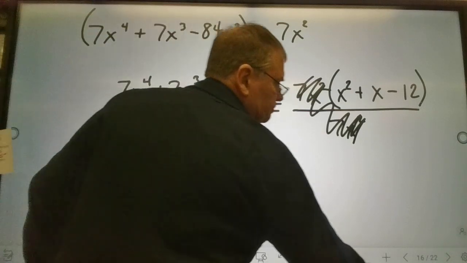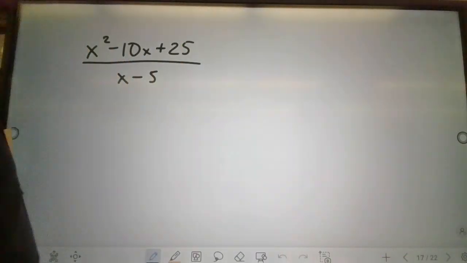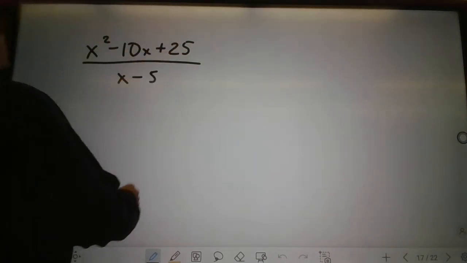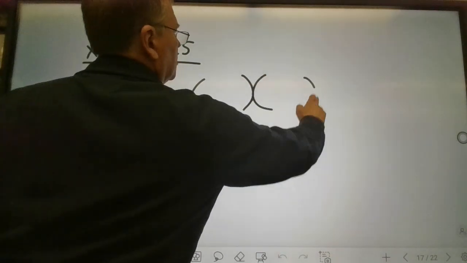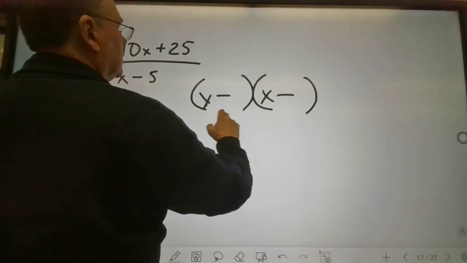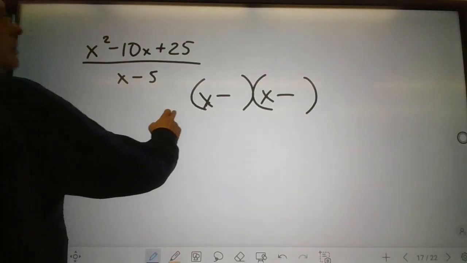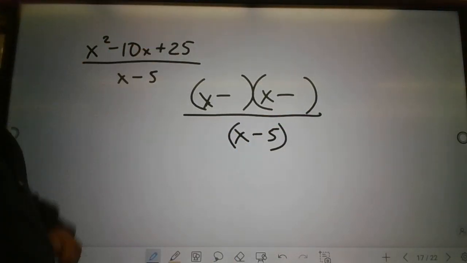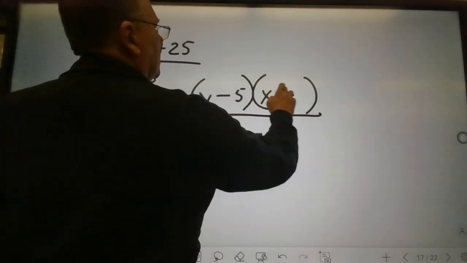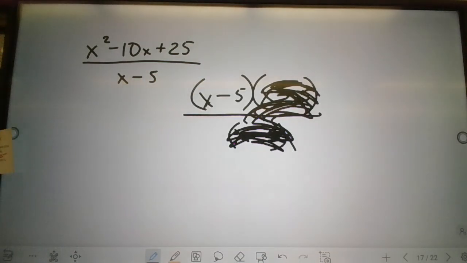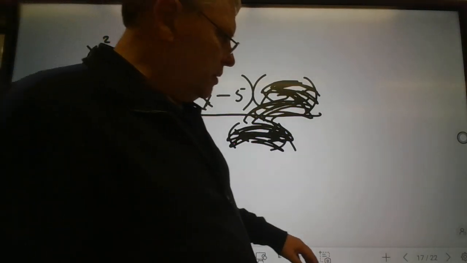Let's practice letter A. Practice letter B. Hey, maybe we could reverse FOIL this one instead of the long division version. So does that work? To reverse FOIL that numerator, it's a minus plus, so that means it's a minus minus. Got an x and an x. How do I get a 25? You're right, a 5. And sure enough, one of these cancels one of those. And there we go. That was letter B.